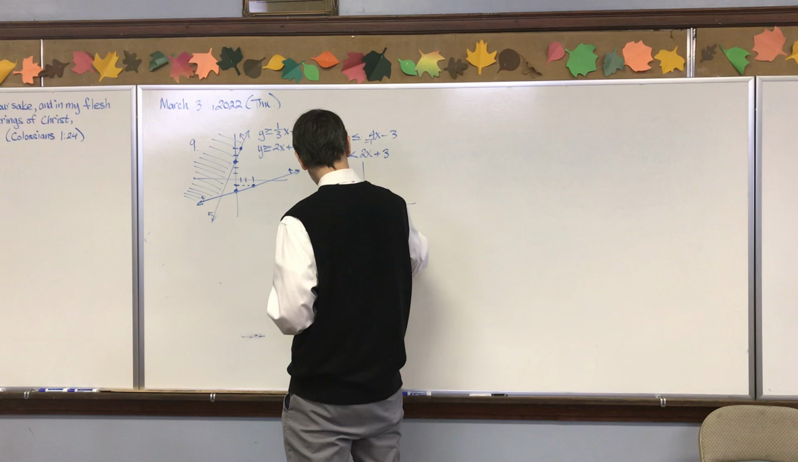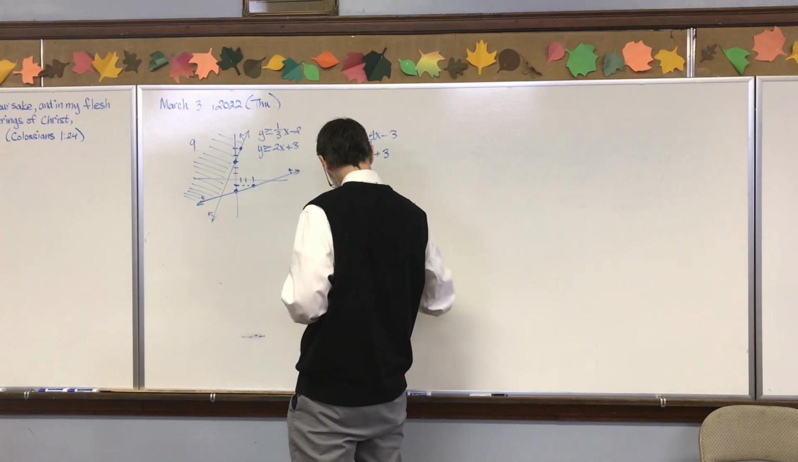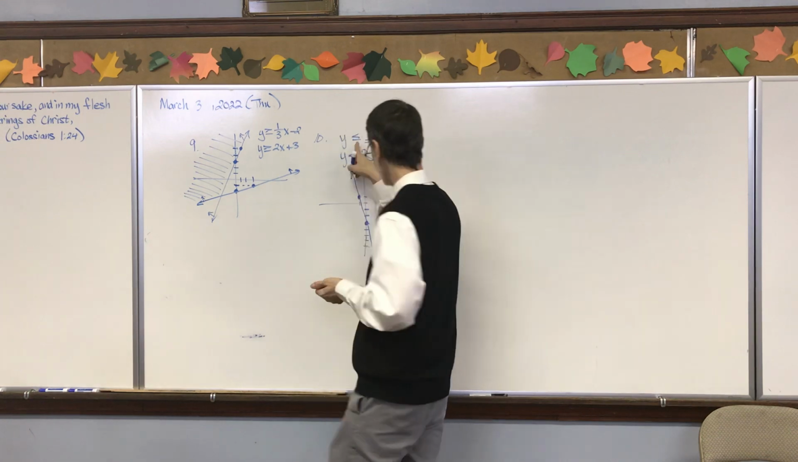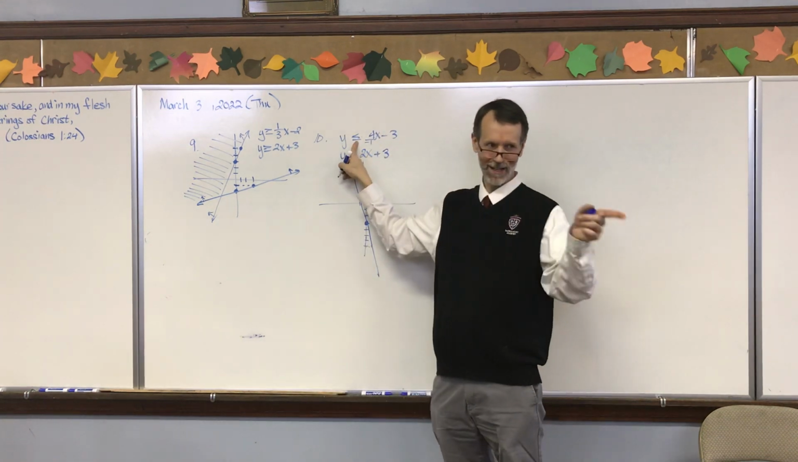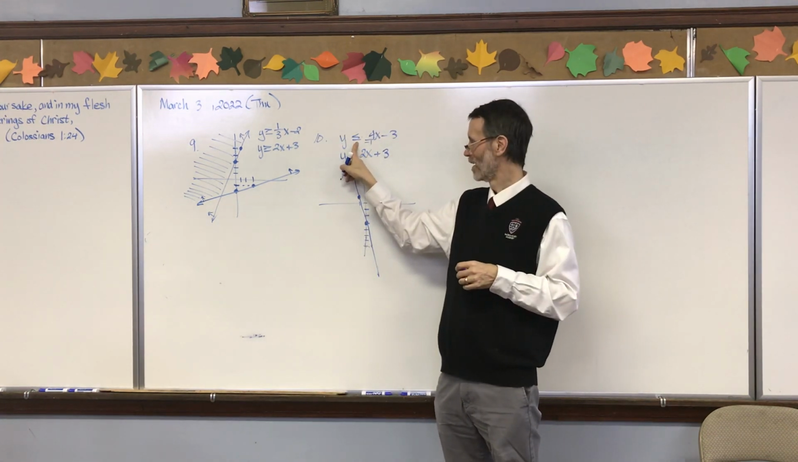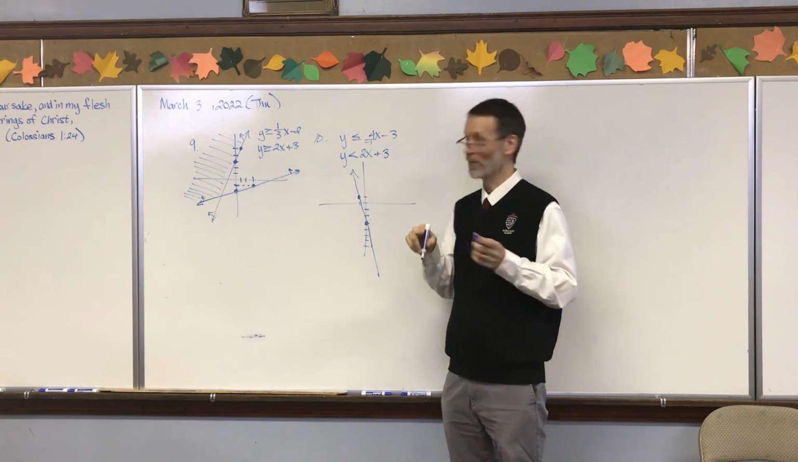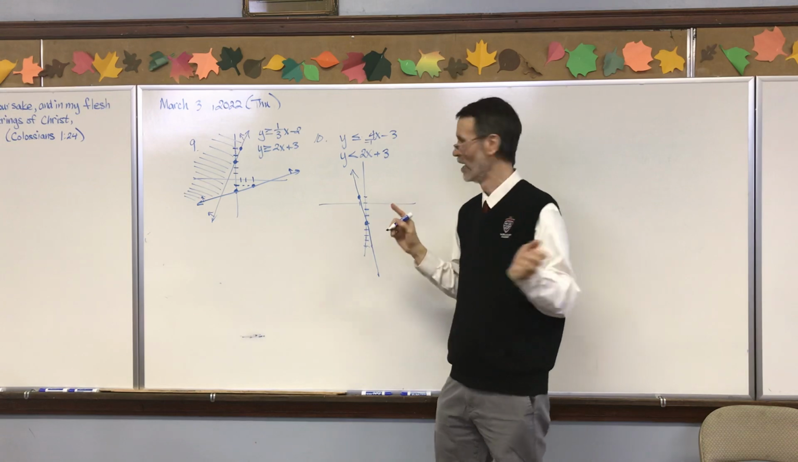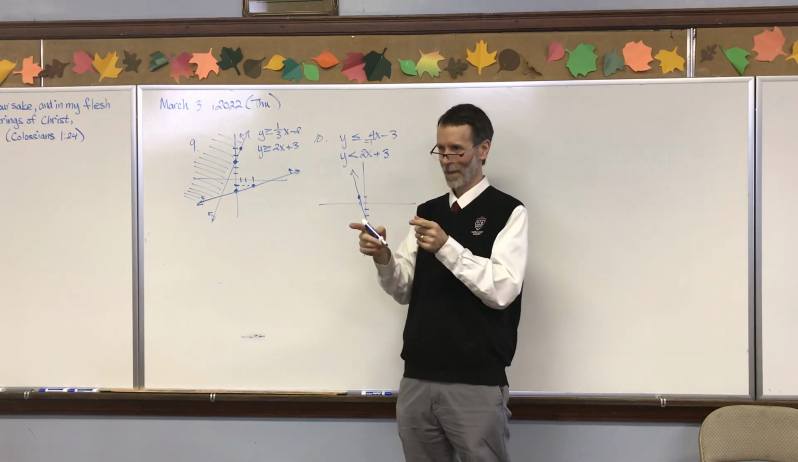It'll be a solid line. Try and make it look straight. I didn't do a very good job, but whatever. And then you tell me, which way does this shade? Definitely away from 0. That's one way to do it. Plug in 0, 0, and it comes up false. There's another way.